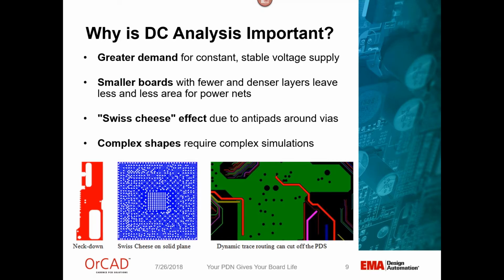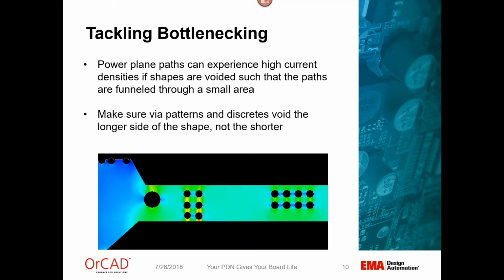We're going to step through each of these cases one by one and tackle them on the DC side. First, on our power plane shapes, we can see very high current densities, as shown in the image below. Our via pattern in the middle is causing some very high current densities, almost an overload, because of the way it bottlenecks and funnels the path through our shape. In contrast, on the right, by simply rotating that via pattern, we give ourselves much lower current densities and avoid bottlenecking.